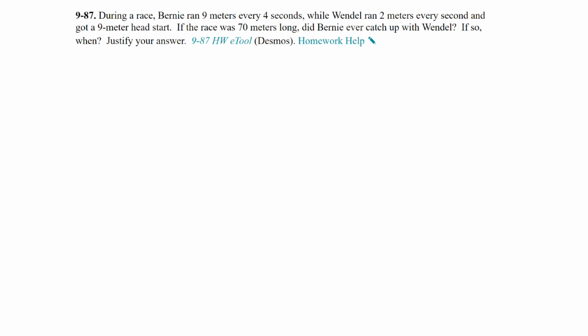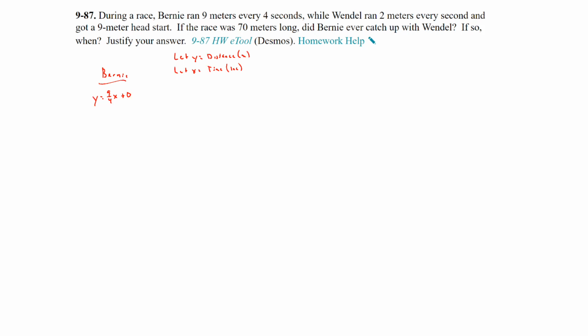All right, we're looking at 2 different equations here. We're looking at Bernie. And Bernie ran 9 meters every 4 seconds. So that's the rate of change, which would represent our slope. We do need to define our variables. So y would represent the distance traveled, and x would represent the time. Distance is in meters, time is in seconds. And so if Bernie ran at 9 meters every 4 seconds, then Bernie would be y equals 9/4 times x. And Bernie started at the starting line, I guess.